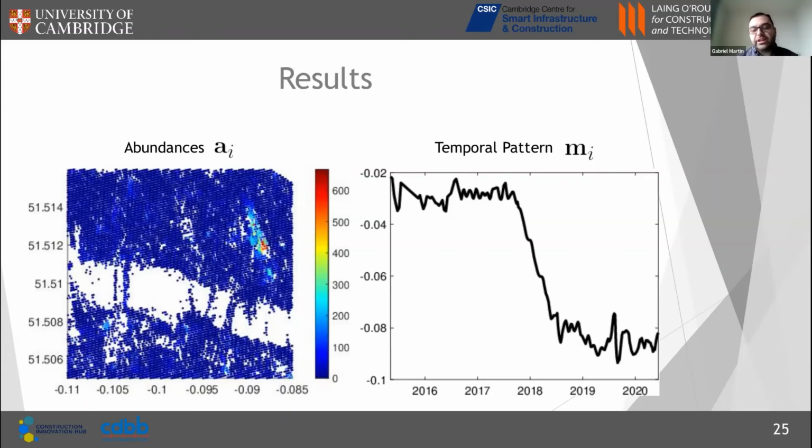Here we can see clearly that at the end of 2017, there is a clear negative displacement due to these tunneling activities, and on the left hand side we can see the abundances or proportions related to this temporal pattern. We can see that in this case what we obtain is a quantitative measurement, not as we had before with the classification, where you only get a class label. In this case you get a measurement of how severe is the abundance regarding this pattern.